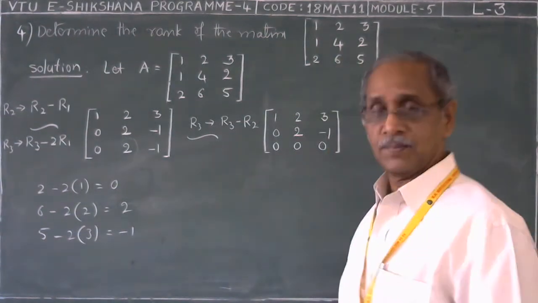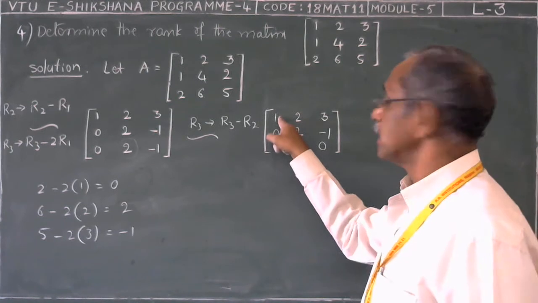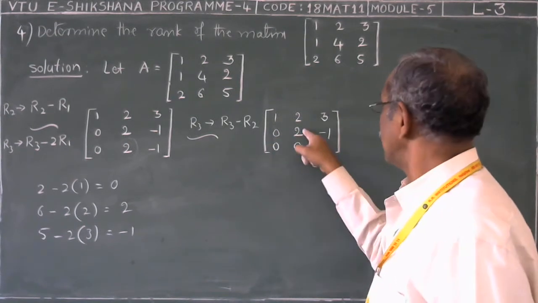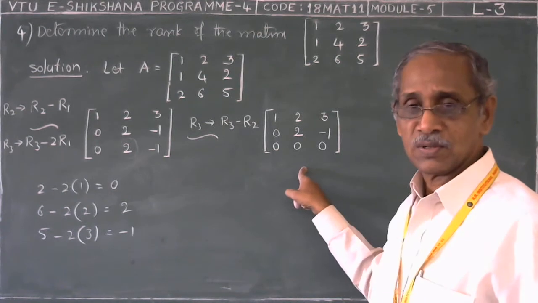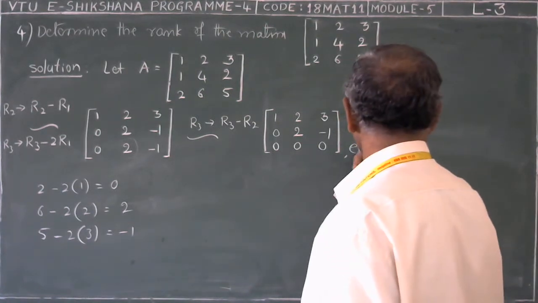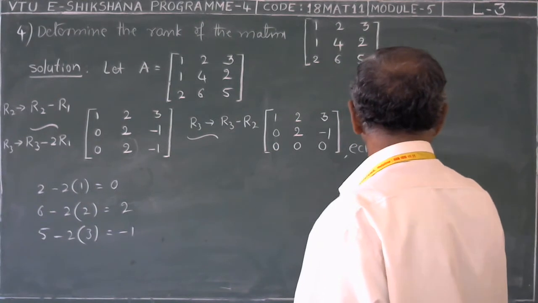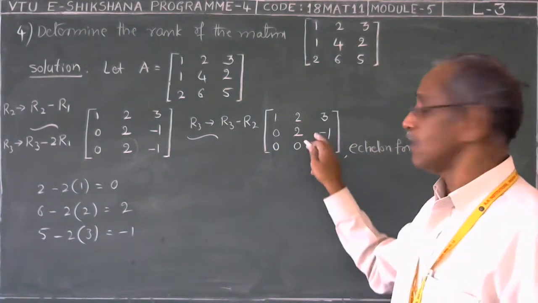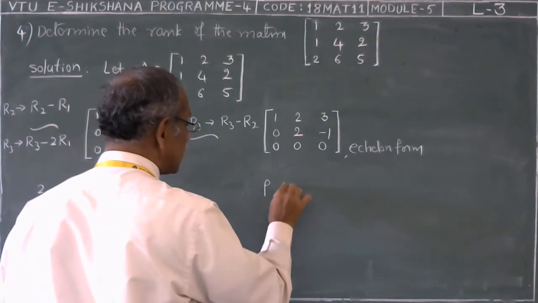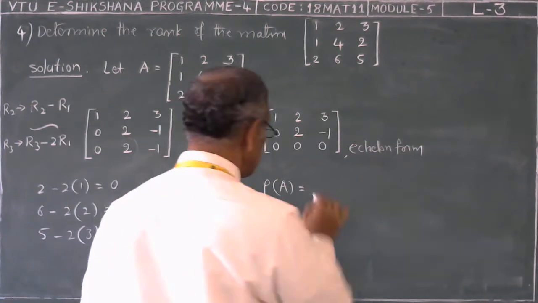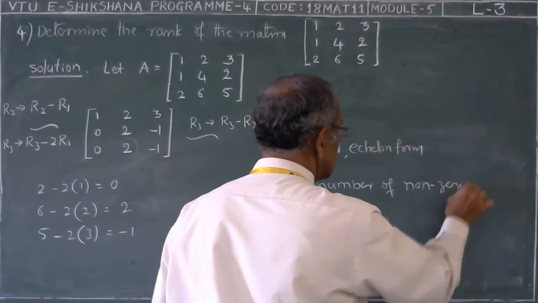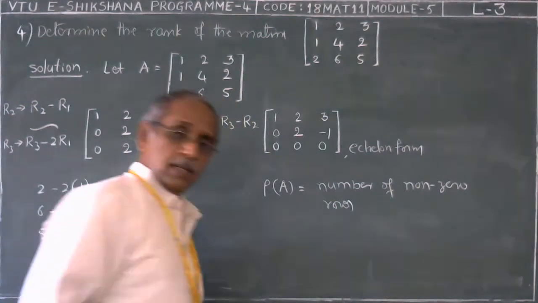Now check for the echelon form. Row 2: the leading entry is to the right of the leading entry in the row above, and all the elements below the leading entry in each column are 0. So this is the perfect echelon form. The number of non-zero rows in this echelon form is 2. So the rank of this matrix is 2. Therefore, the rank of the matrix A is equal to the number of non-zero rows in the echelon form.